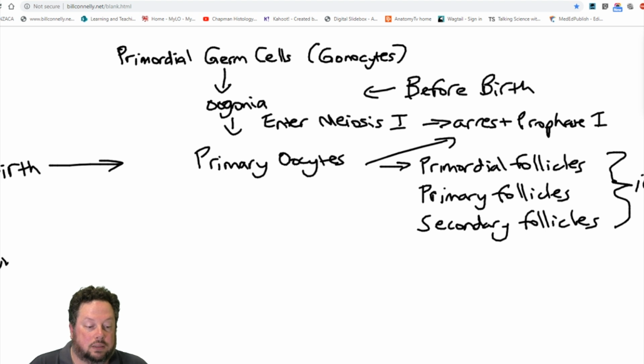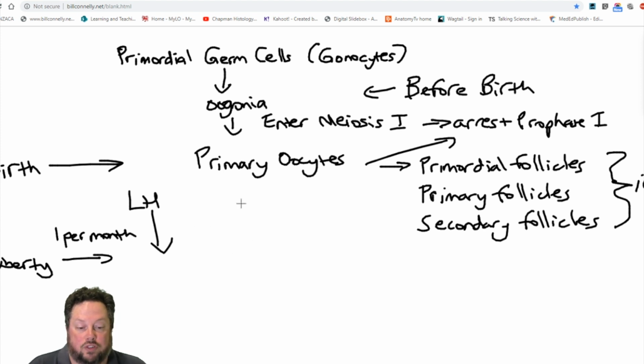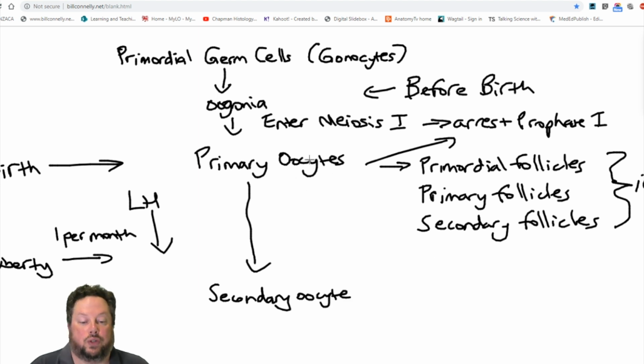So it's not until puberty that once a month we get this surge of luteinizing hormone, which brings about resumption of meiosis. So a primary oocyte then becomes a secondary oocyte. Now we know in normal cell division we go from one cell to two cells, but here rather than going from one cell to two cells, we go from one cell to one cell, which is a secondary oocyte, plus a little membrane-bound bag of chromosomes, and this is known as a first polar body.